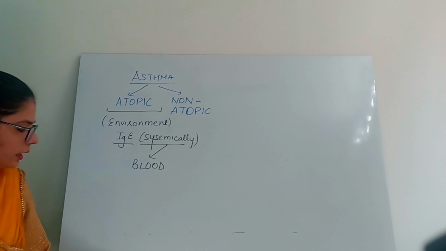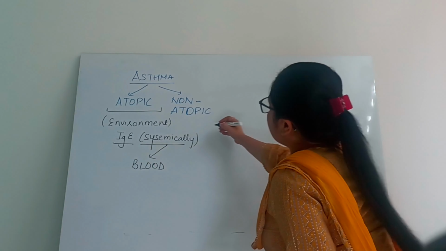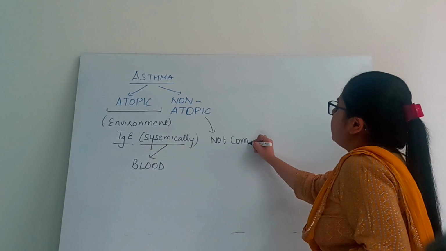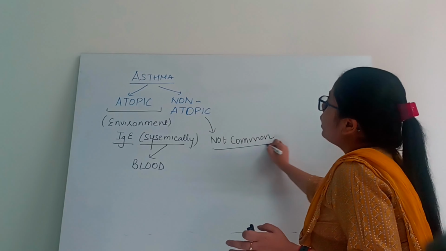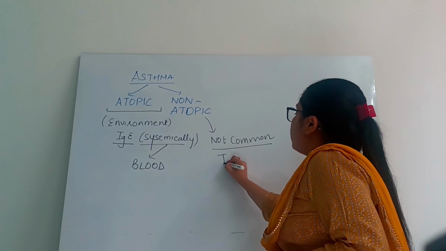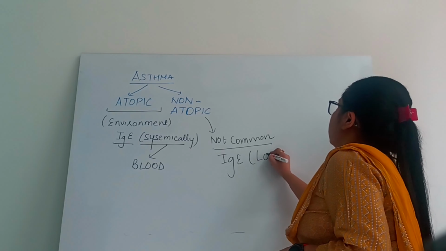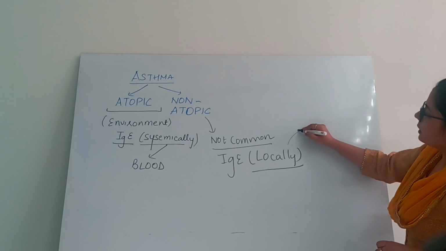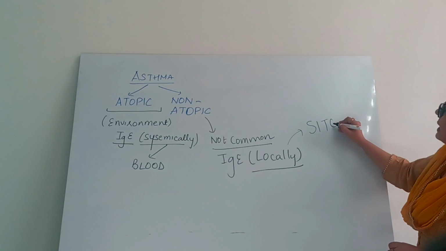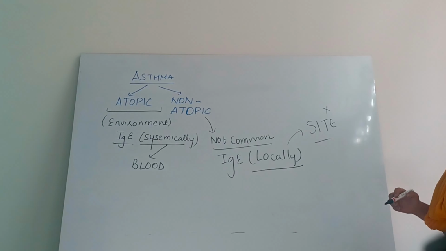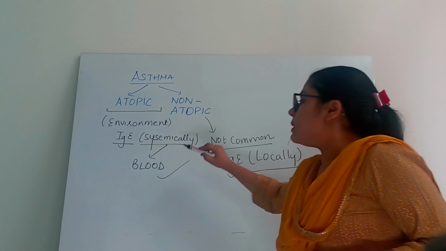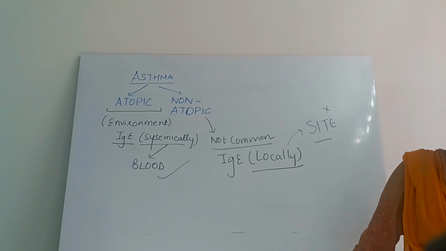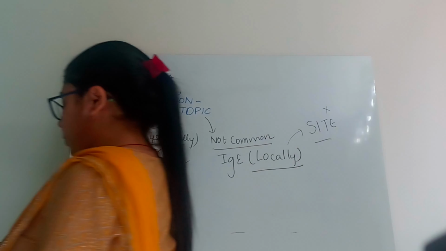On the other hand, the non-atopic type is not very common. In this scenario, the immunoglobulins are being released locally. When I say local, that is they are released directly at the site. This is not a common type. And when the immunoglobulins are systemically released into the blood, this is called the atopic type of asthma, which is very common, very prominent.